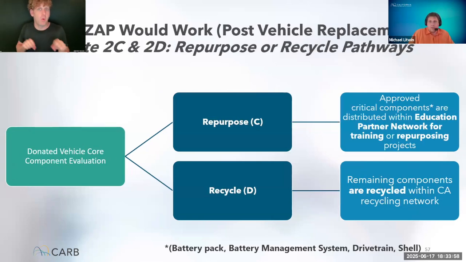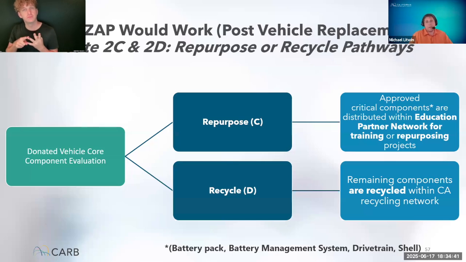Now let's focus on the third and fourth pathways. The third pathway is repurpose, C. This pathway also maximizes the available resources of the repair facility where the vehicle was donated to populate the education and training partner network inventory for repurposing projects. An example of repurposing projects would be an energy storage backup that is on the repair facility site, or a robotics project within the education and training partner network.